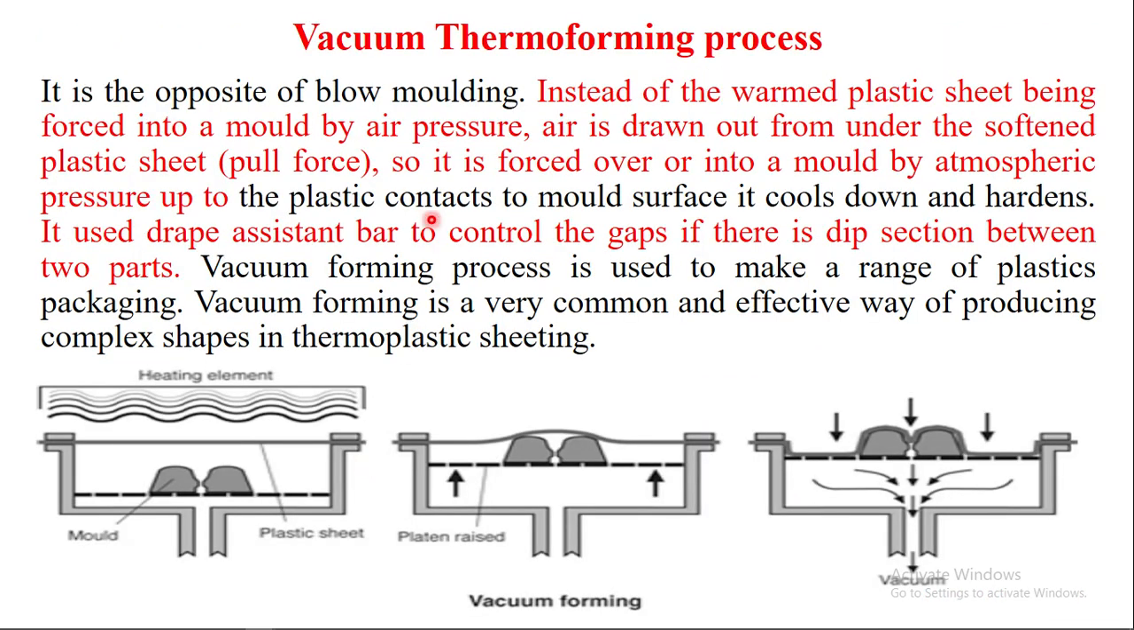The fourth one is the vacuum thermoforming process. Vacuum thermoforming is the opposite of the blow forming process. In blow forming, the applied temperature and the applied air are for expanding. This one is used for contraction, removing the air. In blow forming we apply the air; in here we remove, or suction, the air. So it is the opposite of blow molding.